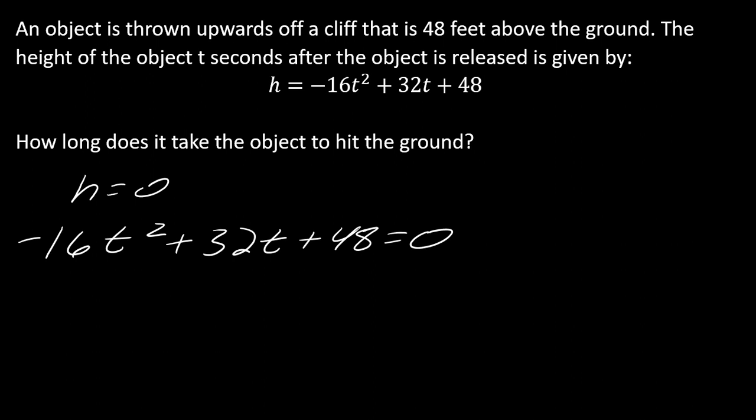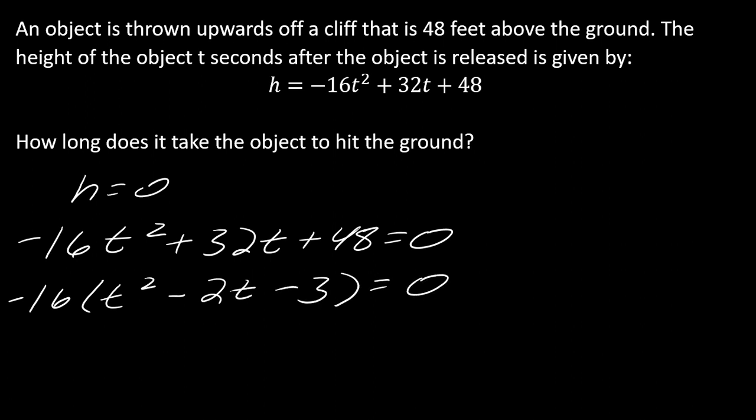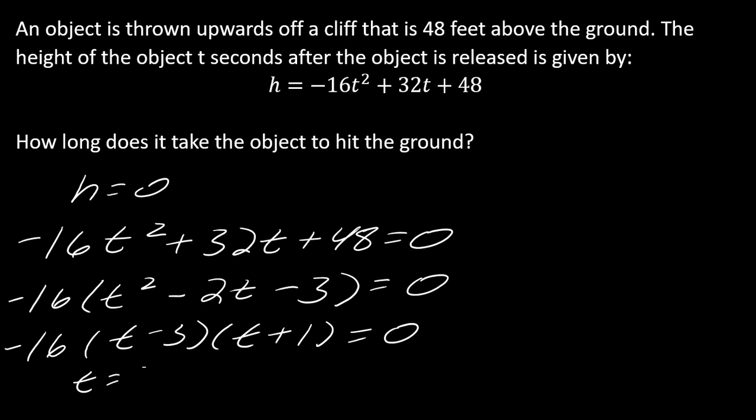Okay, the first thing to notice is that you can factor out 16. I'm factoring out negative 16, so I have to flip all my signs. This becomes t squared minus 2t minus 3 equals 0. Then I can factor this as t minus 3 and t plus 1. So I get either t equals 3 or t equals negative 1.